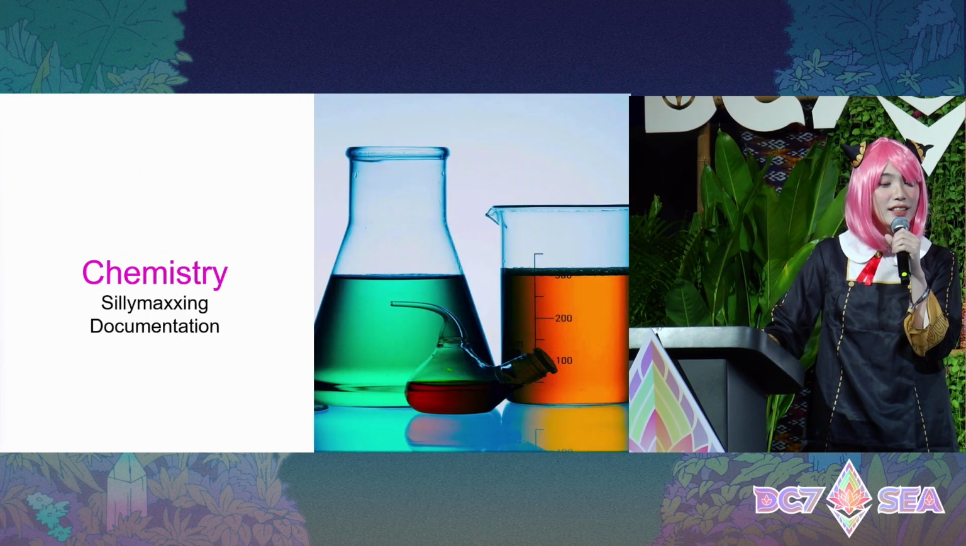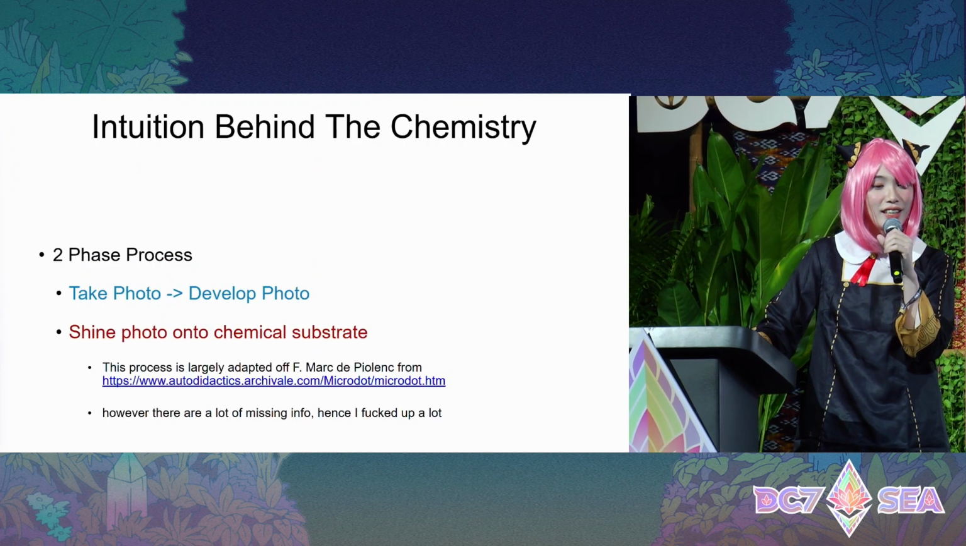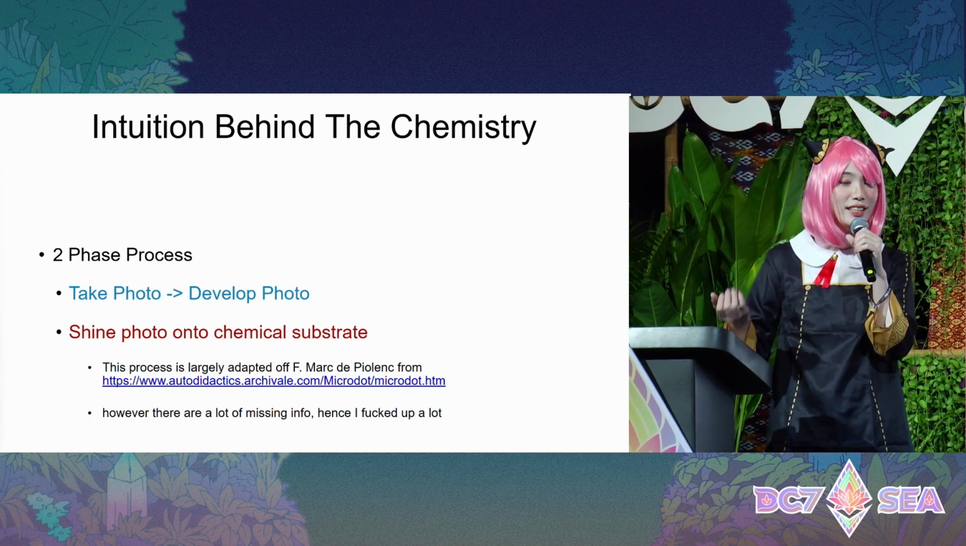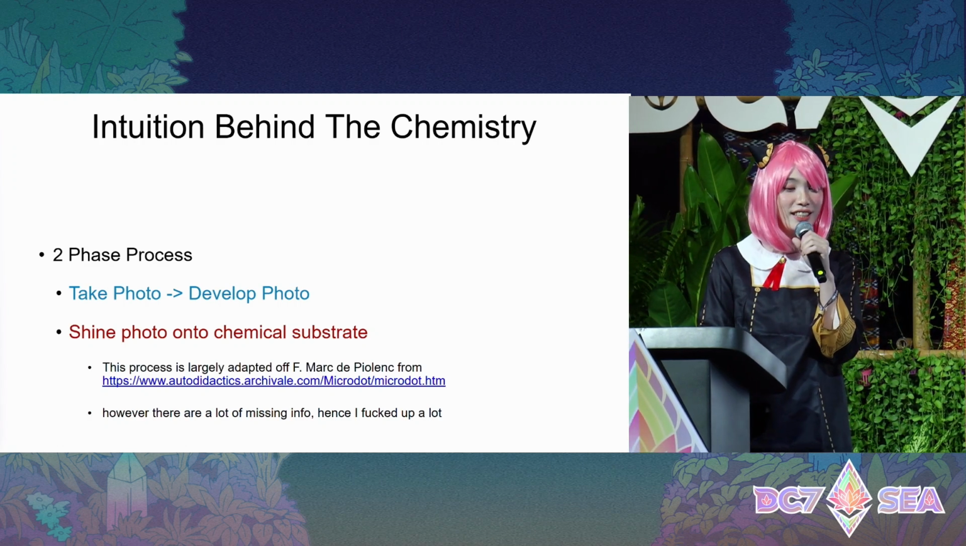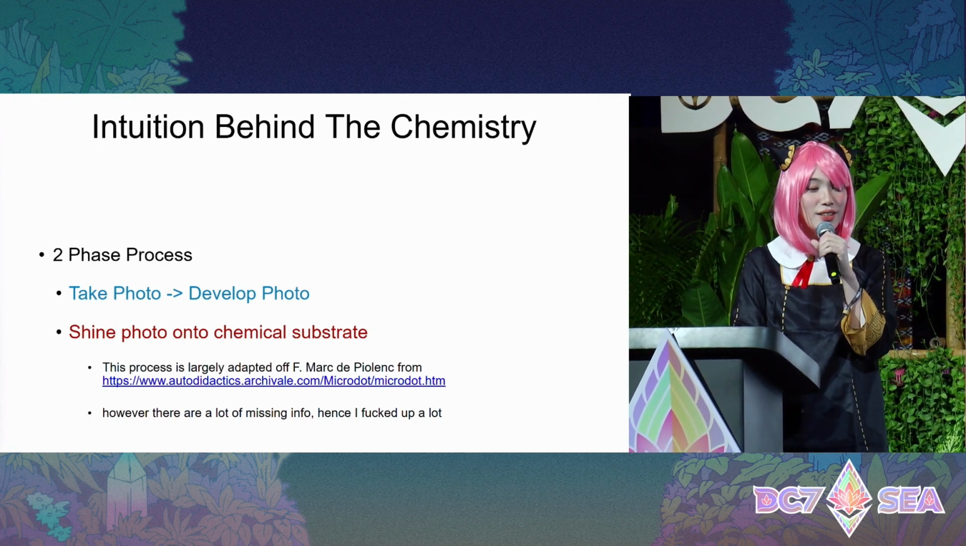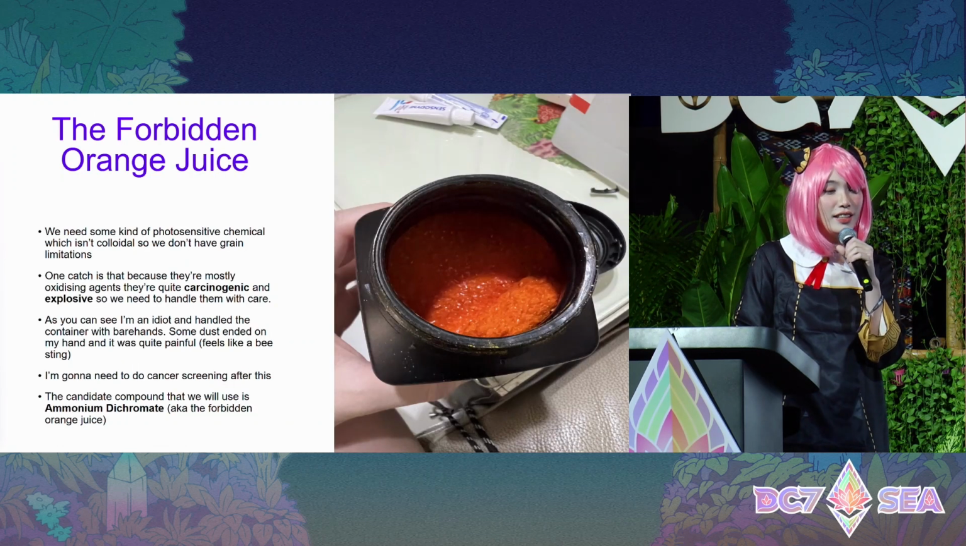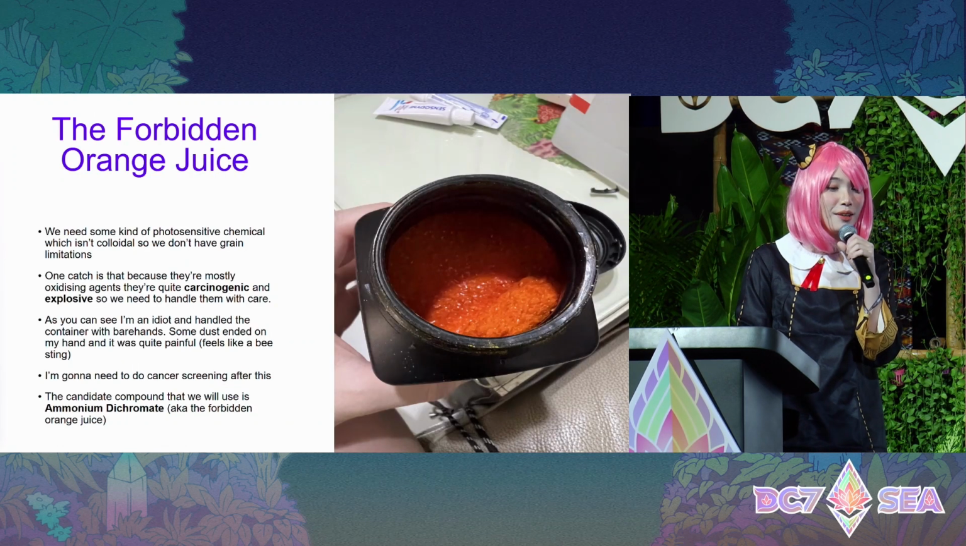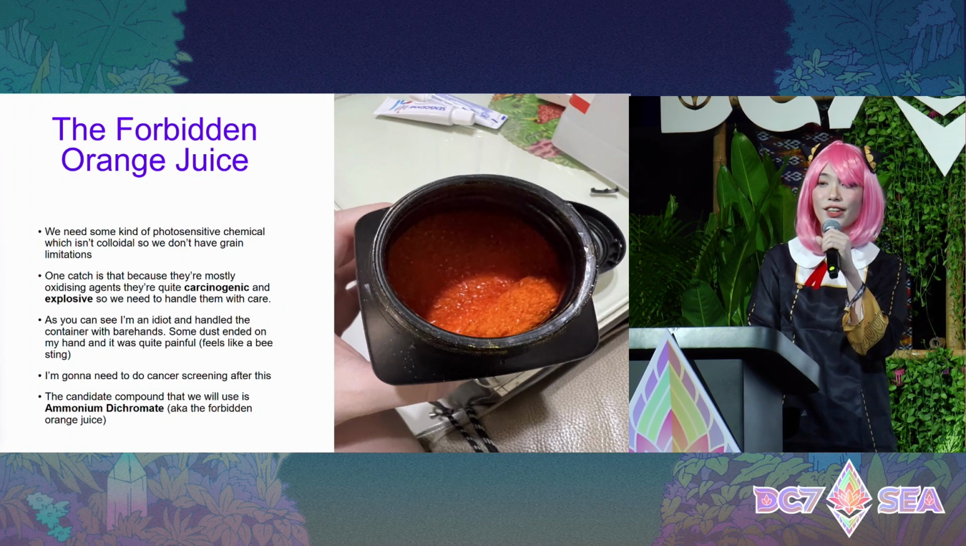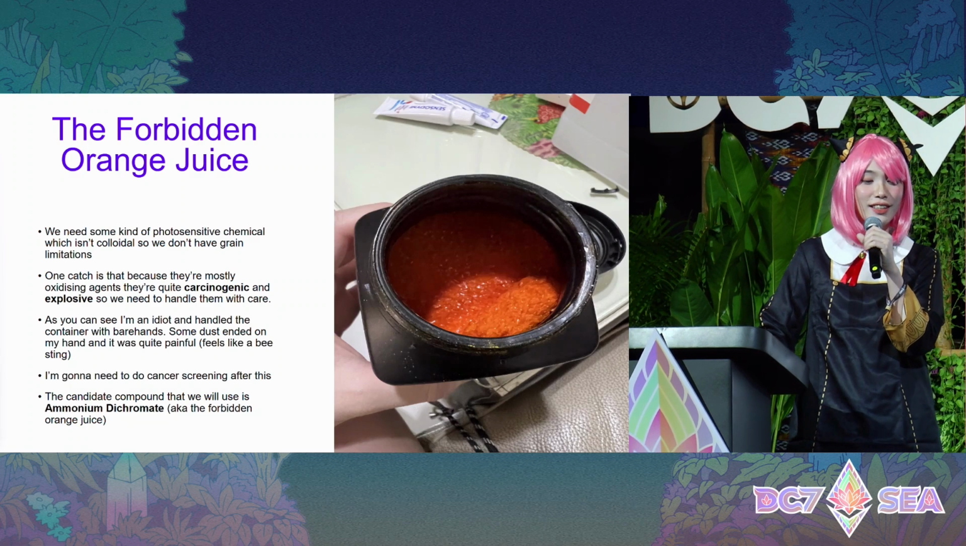And the next other process which I want to do was like a dichromated process. And this is how you can get microscopic minifications, like 1000x. And so the goal is to find a chemical substrate for this. And so this is where the forbidden orange juice comes in, and it's very toxic. Do not breathe in or use this chemical.